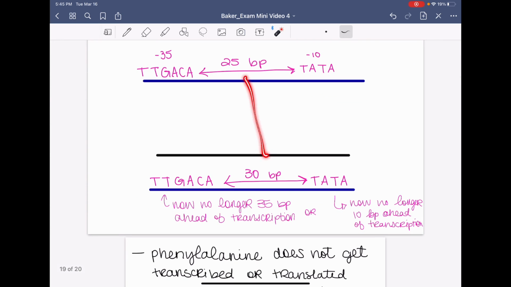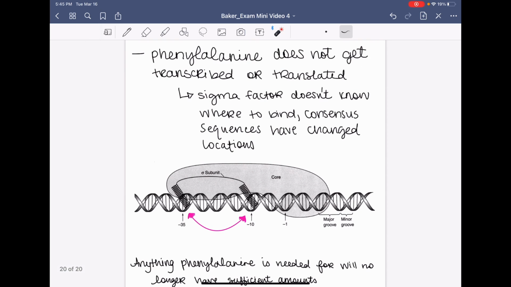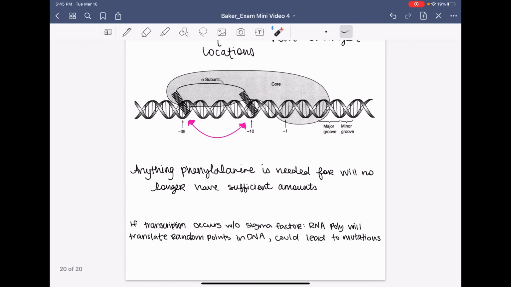If we were to add our 5 base pairs in between these, it's either going to be that this area is not going to be 35 base pairs ahead of transcription, or this area is not going to be 10 base pairs ahead of transcription. So basically this amino acid is not going to get transcribed or translated because the sigma factor doesn't know where to bond, because it's used to bonding right here and right here. So if these were to move anywhere, it's not going to recognize that. So anything this amino acid was needed for is no longer going to be in sufficient amounts.